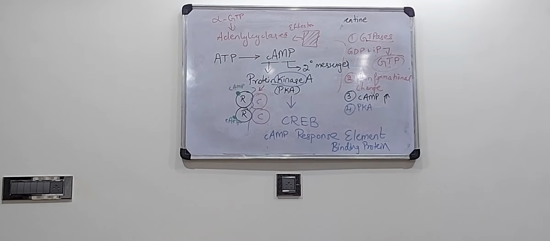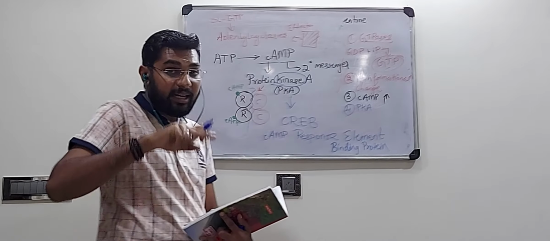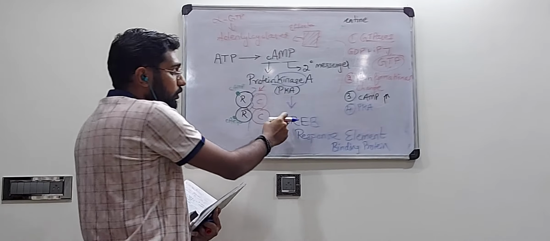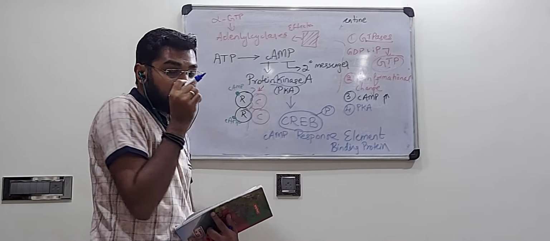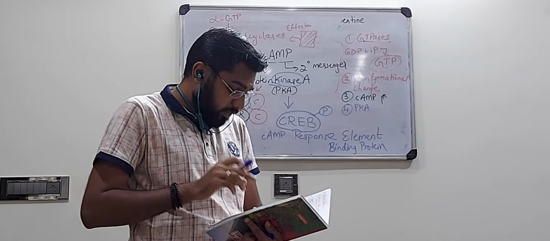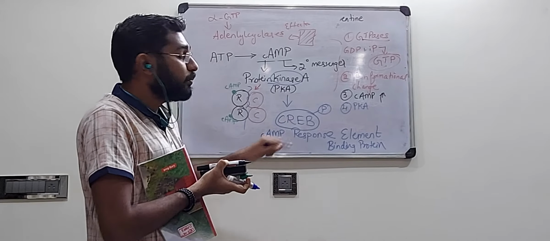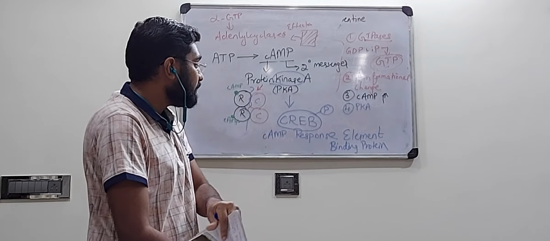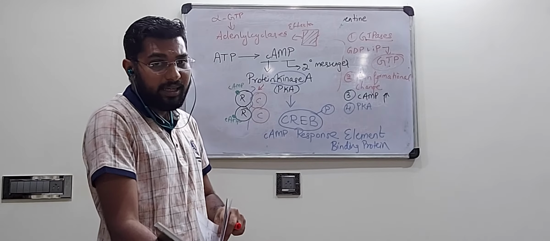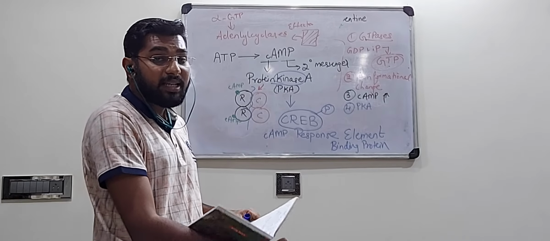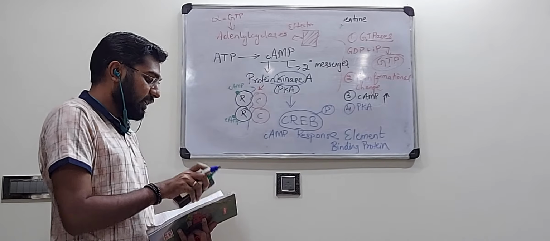After PKA gets activated by this method, it goes and phosphorylates the CREB. Phosphorylates means it adds a phosphate group. So it adds the phosphate group to this protein called cAMP response element binding protein. And this protein is there in the cytoplasm. Once it gets phosphorylated, it is activated.